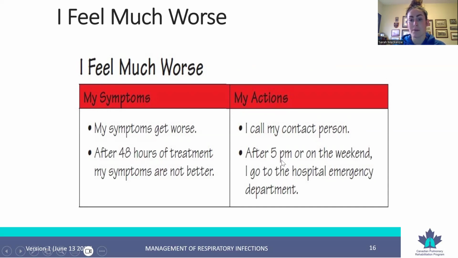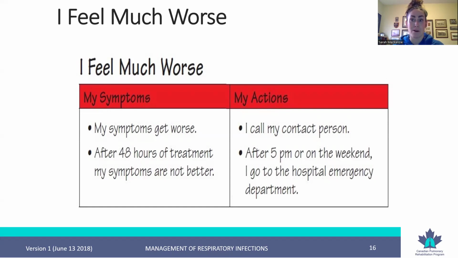So here it's a little misleading after 5 p.m. or on the weekend. I think this was built in a time when you could still go to your family doctor and get seen same day. But I would really, really suggest, if you're going downhill, go straight to the hospital. If you go into walk-in, there's nothing really more that they can do that you're not already doing at home. So you need to be monitored.